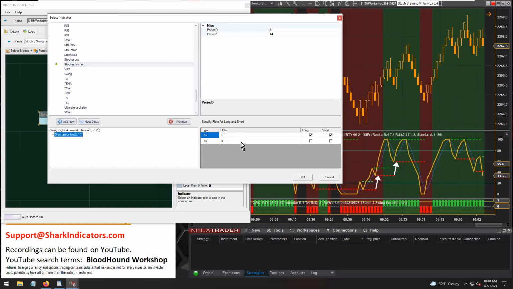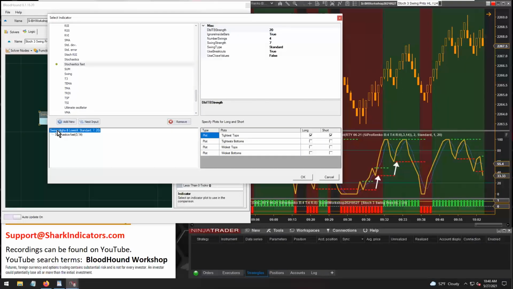And with the stochastics, we want to feed the K plot, right? So the orange is the K line. So we need to make sure we select the correct plot that we want to feed into the swing highs and lows. So now with the swing highs and lows, we need to go in here and adjust the settings to match what's on the chart, right? So number of swings is 2, swing strength is 1.